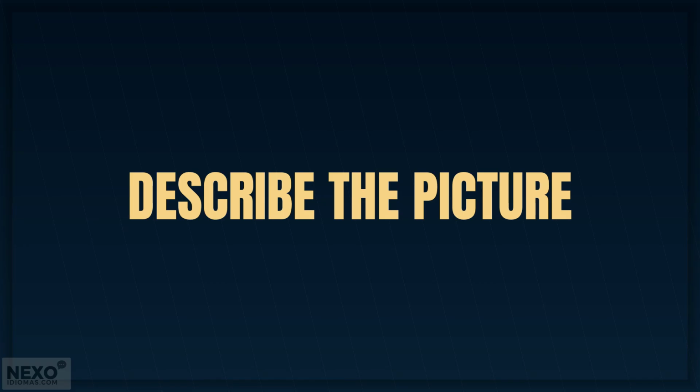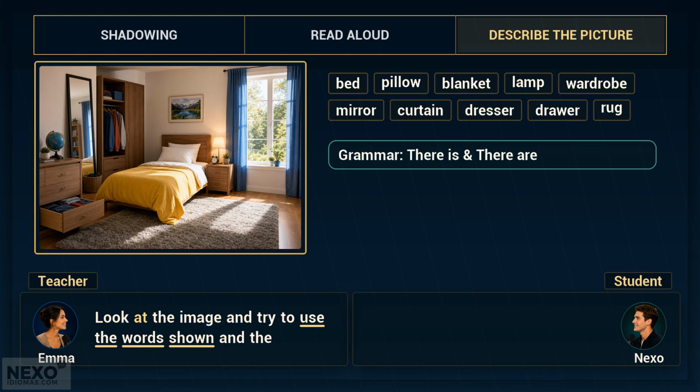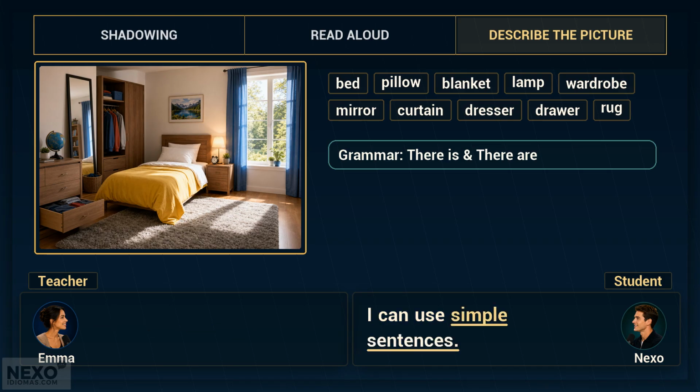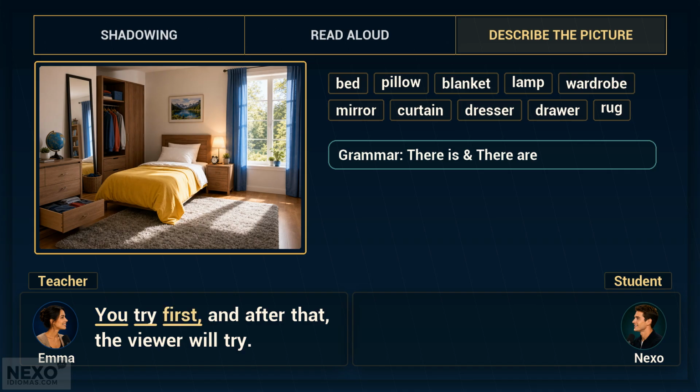Describe the picture. Great job, everyone. Now we will describe the picture. Look at the image and try to use the words shown and the grammar we studied. I will try. I can use simple sentences. Yes, Nexo. You try first, and after that, the viewer will try.